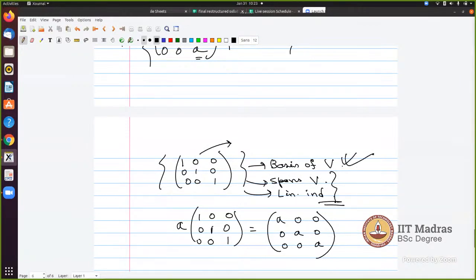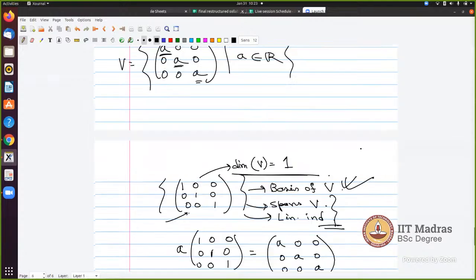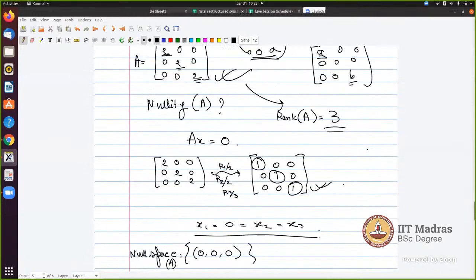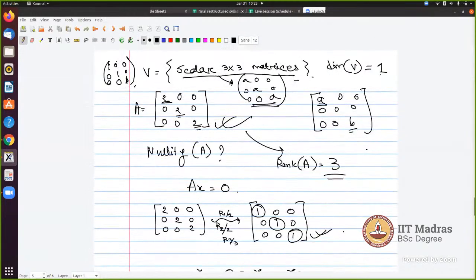And the cardinality of this basis, what is the cardinality of this set? 1 or 3, correct? There is only one element. So the dimension of V is 1. Is it clear? Just take a look for some time, then it will be clear.